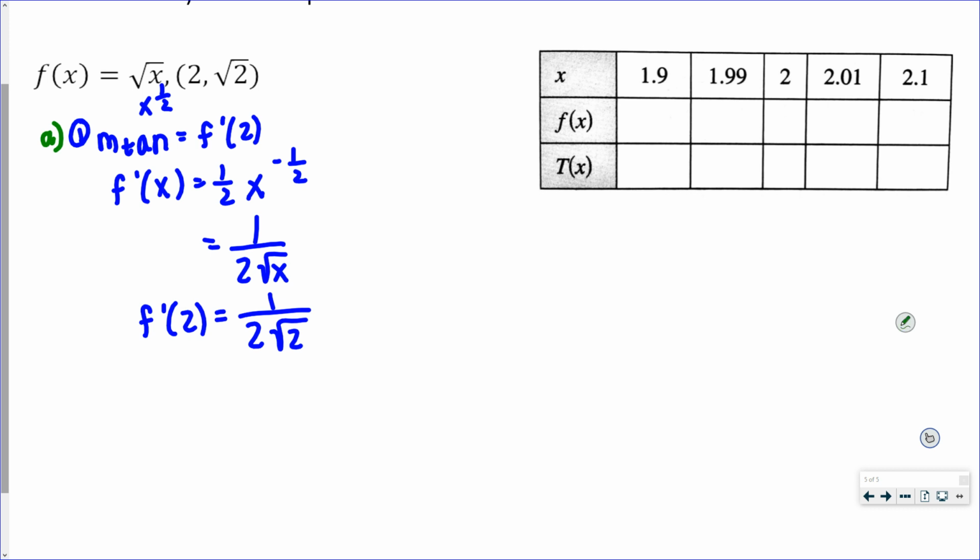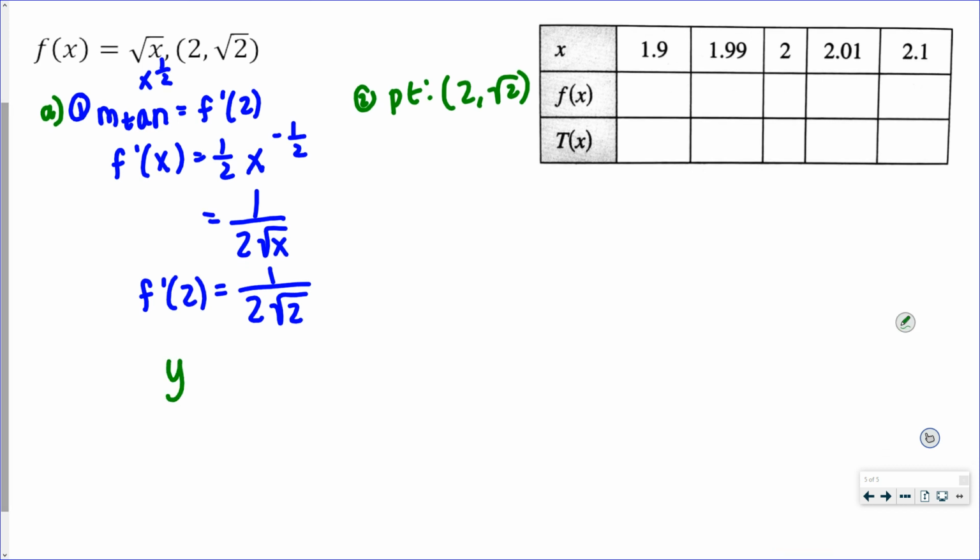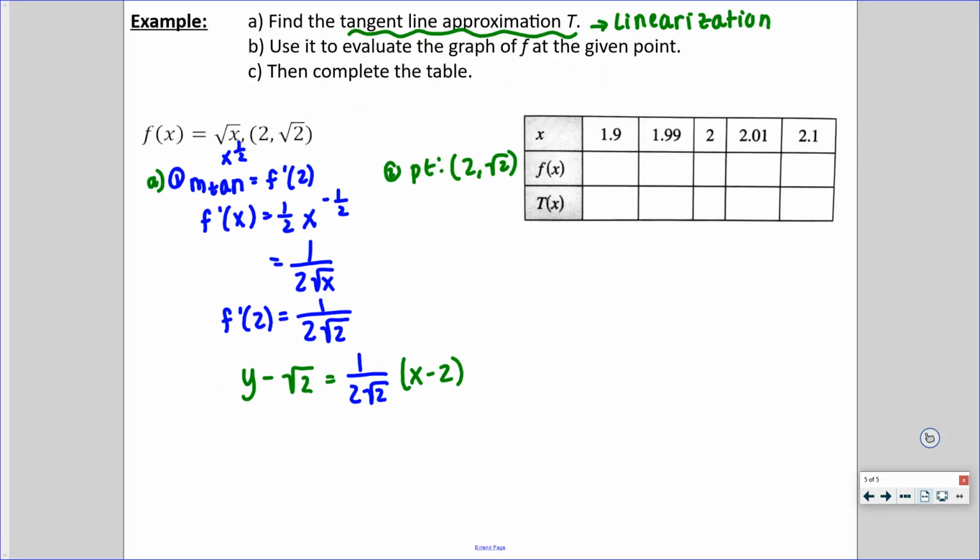All right, we also need a point, and they actually give us both the x and the y coordinate here, 2, root 2. So to find the equation of the tangent line, point-slope form: y minus the square root of 2 equals m, the slope, times x minus 2. So there's our equation of the tangent line.